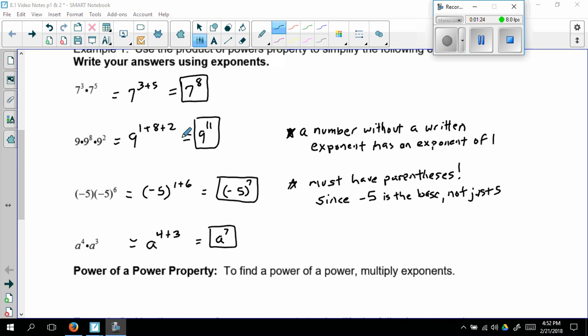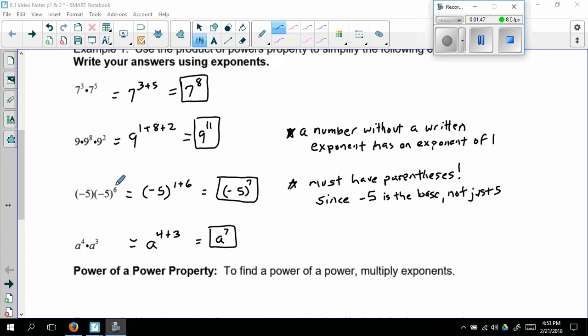Okay, looking at the problems, you should have gotten 9 to the 11th power. Again, a number written without a written exponent has an exponent of 1. Same thing happens if you just have x. That would be x to the first power. This one, we have negative 5 to the 7th power. We need the parentheses because negative 5 is the base. Remember, the exponent refers to what's immediately to the left.